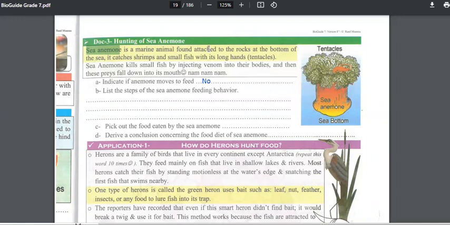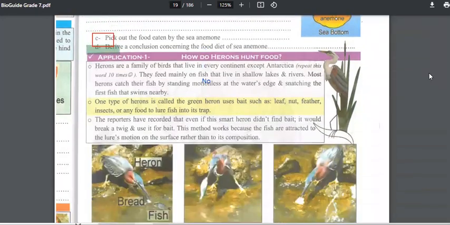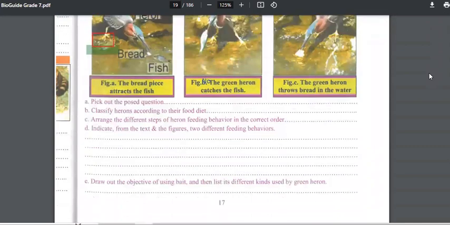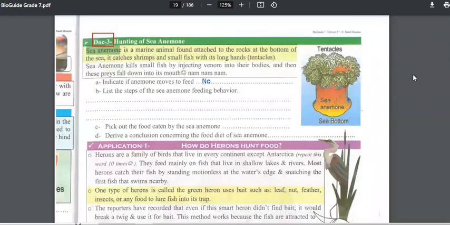Now, in your copybooks, you will need to write document 3. Okay? Check the page in your book. So document 3, page 17. And then part A, no. Do we need to justify? No, we do not need to justify as they asked us to indicate only. List the steps of the sea anemone feeding behavior. How does the anemone get the food or obtain the food they need?